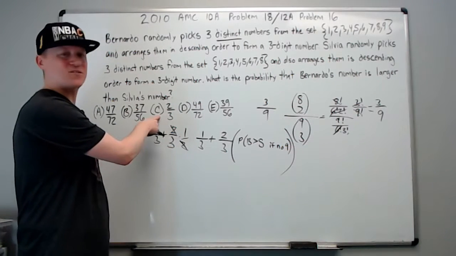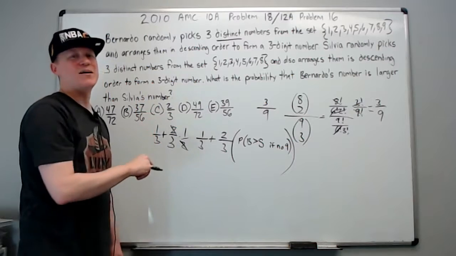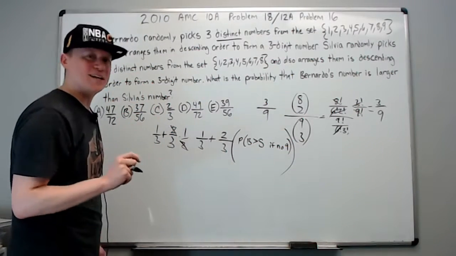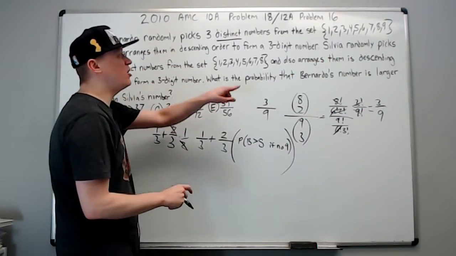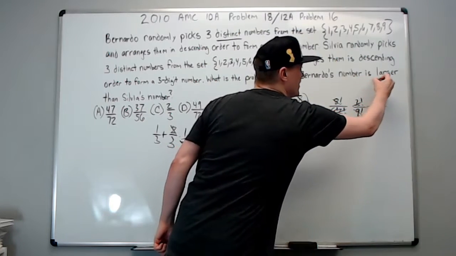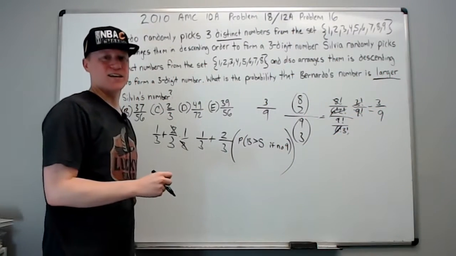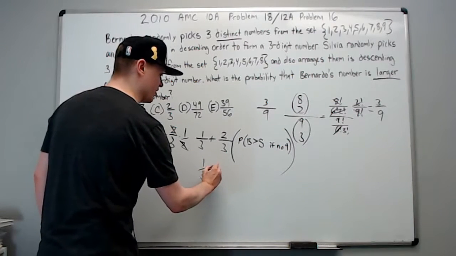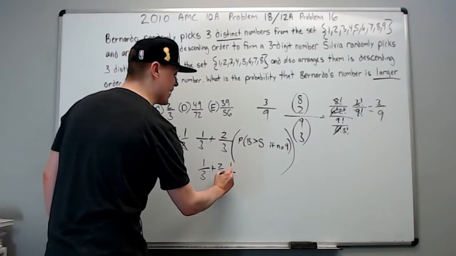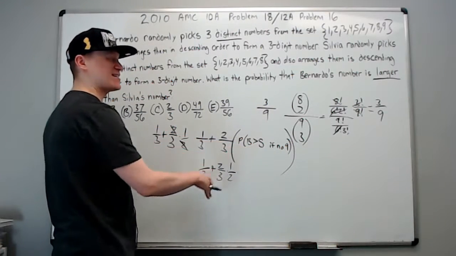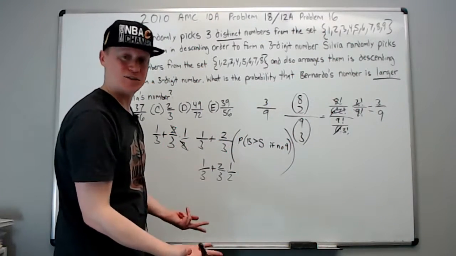So they put it here for C so that you will circle C and move merrily on your way, and you will get it wrong. You need to avoid that by thinking carefully. There's also the chance that they tie, and it says Bernardo's number is larger than Sylvia's. So it is related to that. You're going to have 1/3 plus 2/3 times 1/2 times the probability that his is greater than S if they have no 9 and there's no tie.